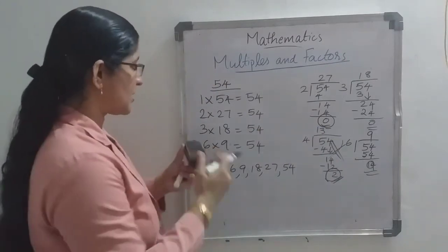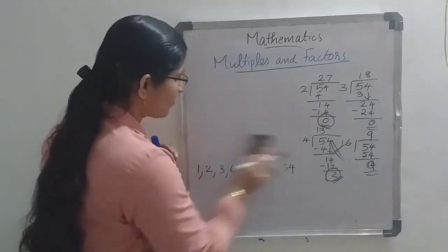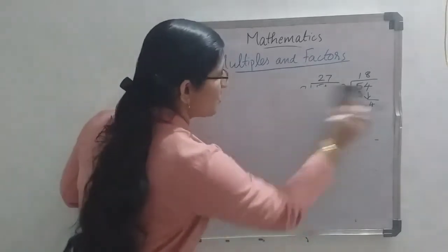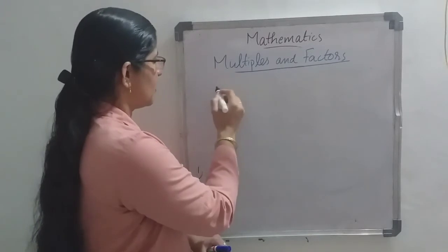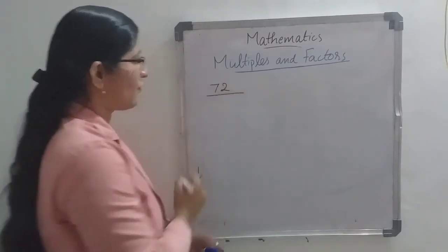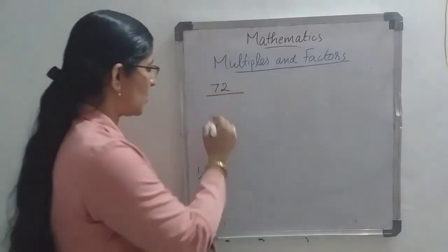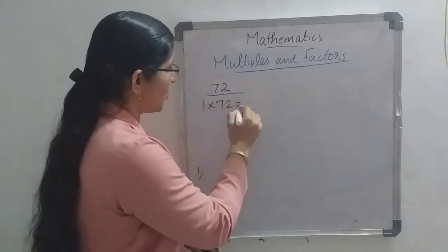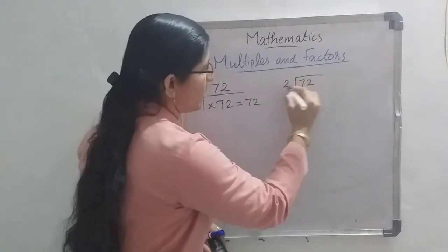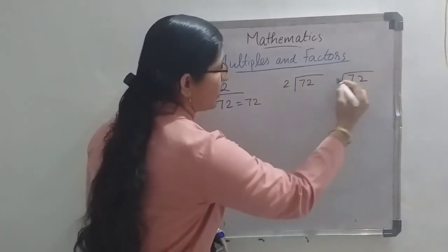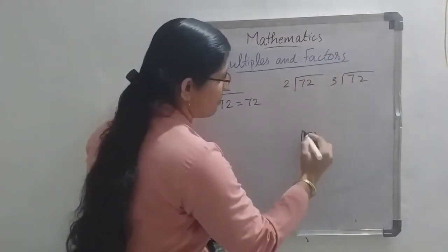Last, one more example I will show you. After that you need to do some questions. For example, if it is 72, find the factors of 72. How will you find out? 1 into 72, we already know that it is 72. Next we need to begin with 72 divided by 2, 72 divided by 3, 72 divided by 4.